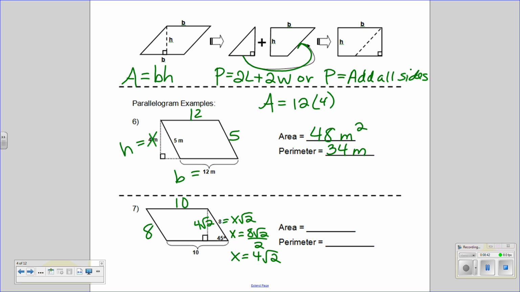So for the area, we're going to do base 10 times the height, 4 square root of 2, so we get 40 square root of 2 units squared. And then for the perimeter, 10 plus 10, 20, plus 16, 36. So we get 36 units.